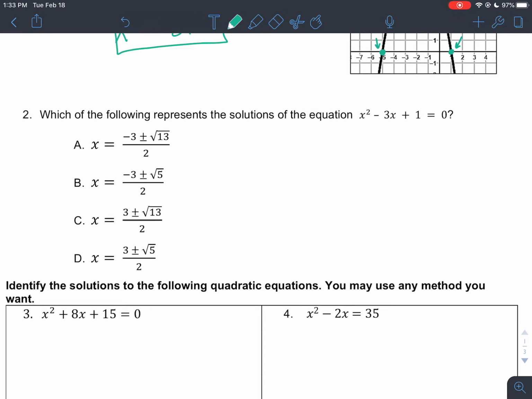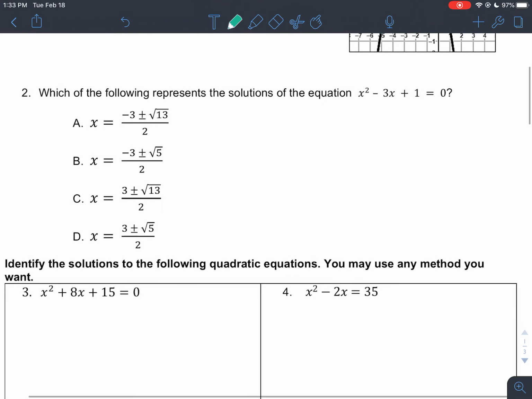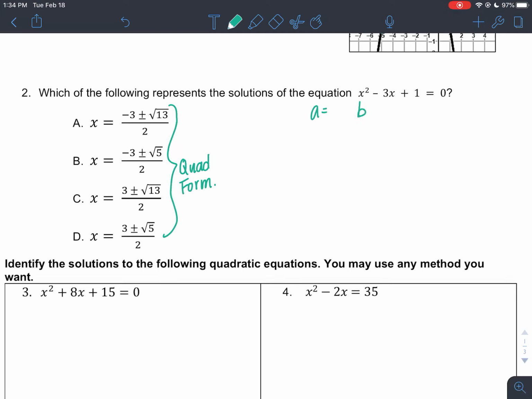Number 2 says, which of the following represents the solutions of the equation x squared minus 3x plus 1 is equal to 0? So in order to solve this, if we take a look at each of our answer choices, they're all set up using the quadratic formula. So that's what we're going to need to use here. In order to do that, we need to figure out what a, b, and c are equal to. Those are just the numbers in front of our variables in our quadratic equation here.